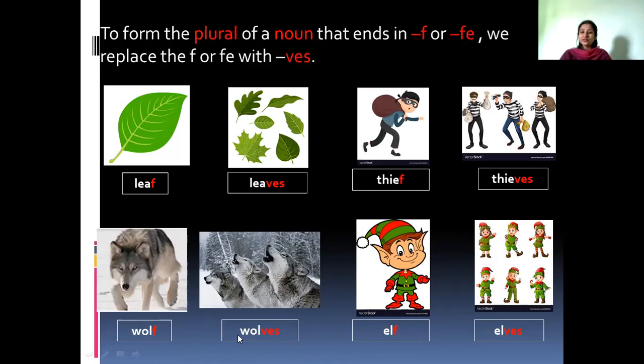W-O-L-F, wolf, W-O-L-V-E-S, wolves. E-L-F, elf, then E-L-V-E-S, elves. Cut that F and join VES.